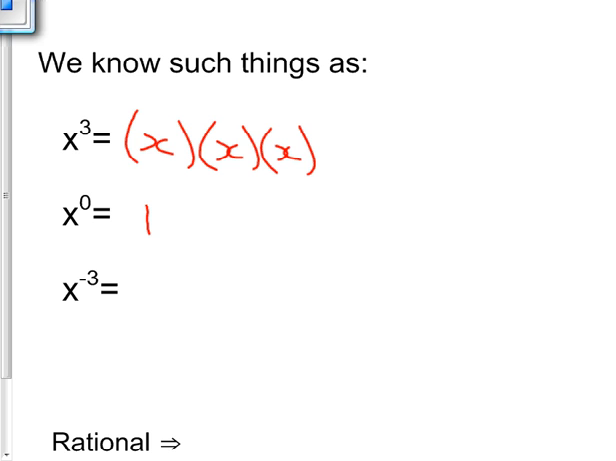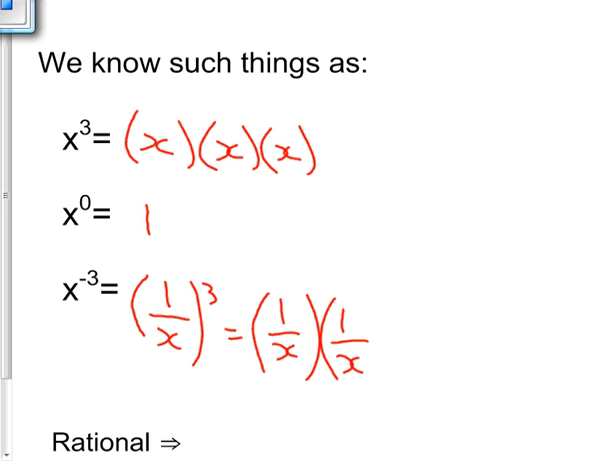And what does x to the negative 3 mean? 1 over x cubed, right? When we have something raised to a negative power, it becomes the reciprocal, which is the same thing as 1 over x times 1 over x times 1 over x.